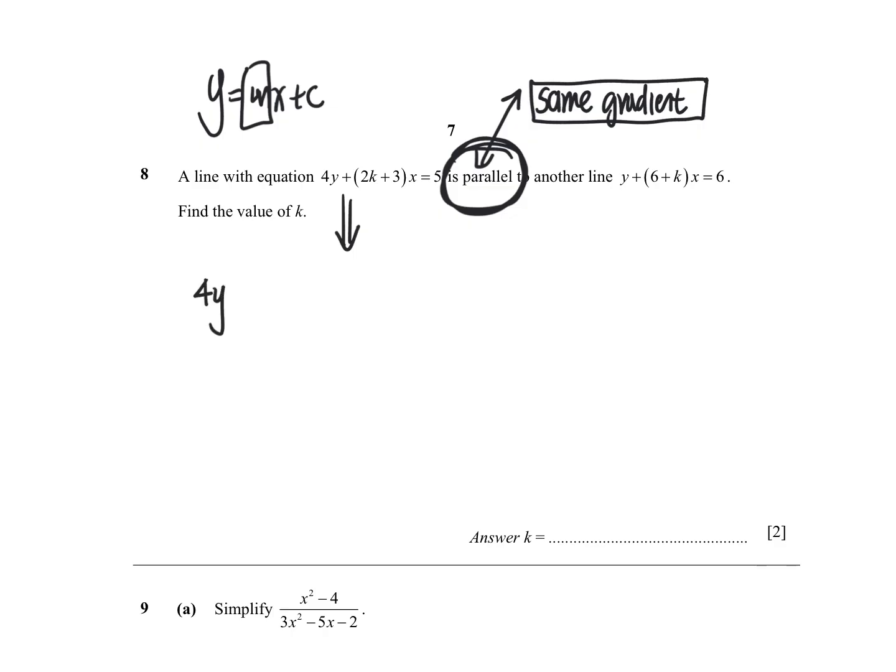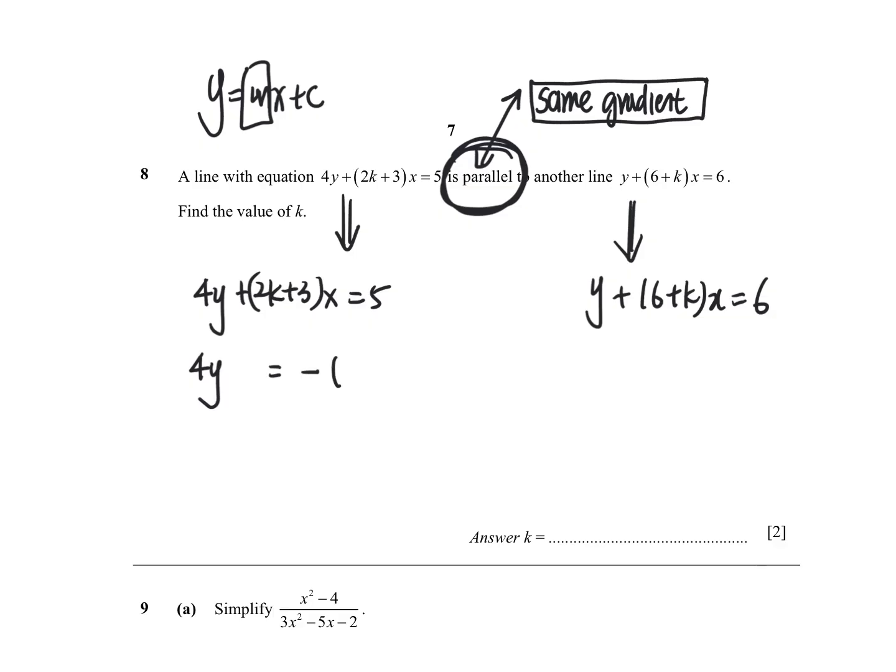So this is 4y, 2k plus 3. Okay, so what I do is I'm going to shift all the x to one side. So I don't want to expand. I don't want to kill myself. So I just shift the whole x over. Same thing here. I also shift the entire x over.